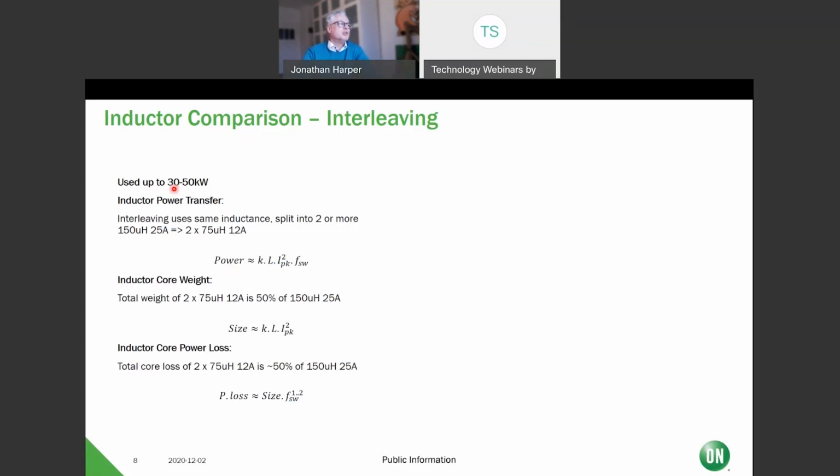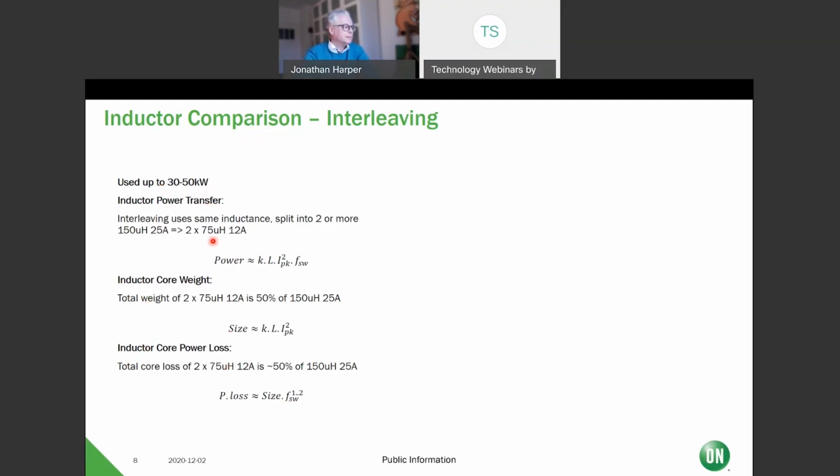This is not so much used at the higher power levels, I think, because the inductors are so large, but interleaving is certainly used in 30 to 50 kilowatts. And again, you can see that the core weight is lower and the core power loss is lower. And as we said, if the inductance is lower, you have far fewer windings. And if you do things right, you should have lower copper losses as well.